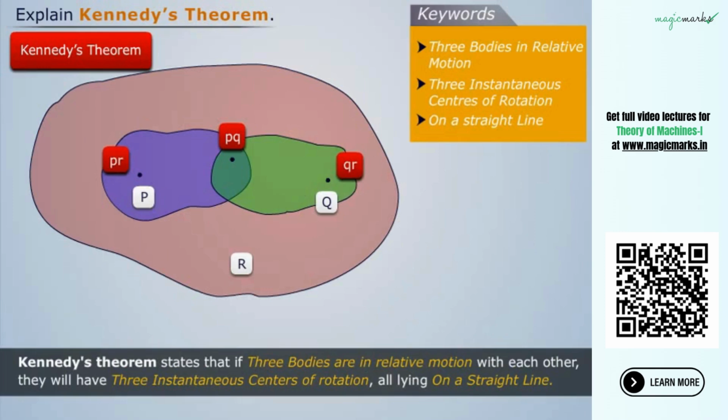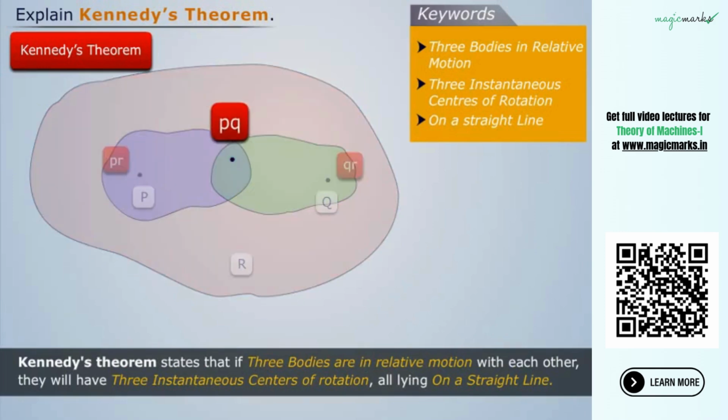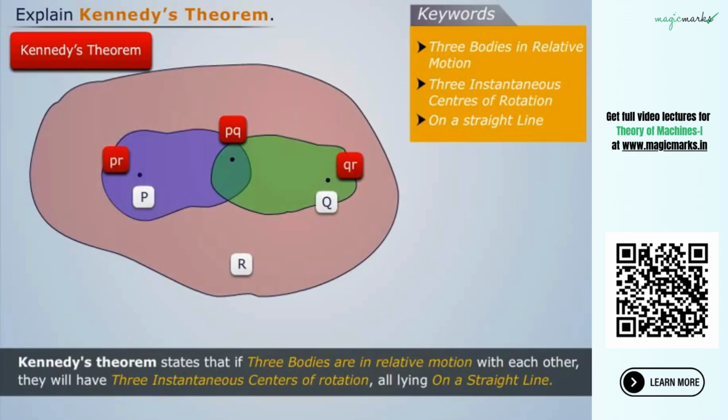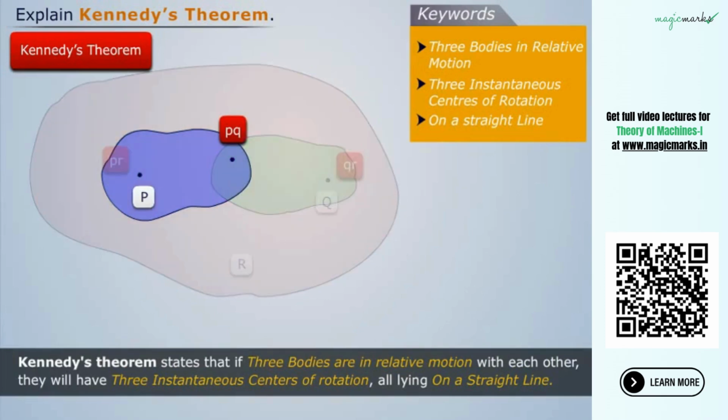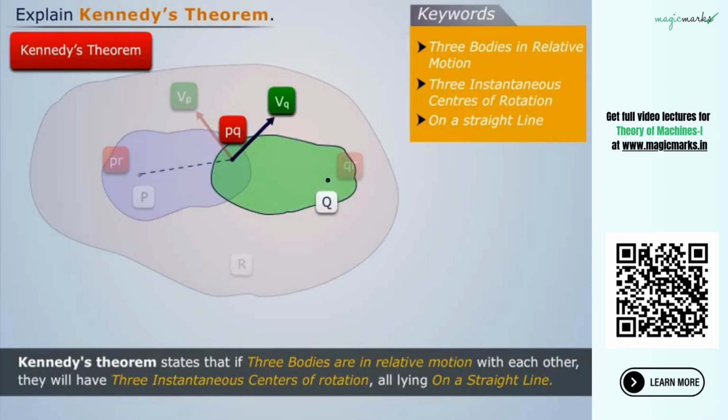Now let's try to determine the third instantaneous center, PQ. If we consider PQ to be on the body P, we see that the velocity vector of P, that is VP, is perpendicular to the line joining PQ and PR. And if point PQ is considered to be on the body Q, we see that the velocity vector of body Q, that is VQ, is also perpendicular to the line joining PQ and QR.